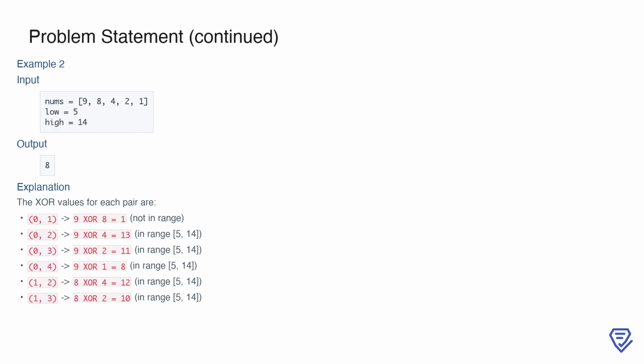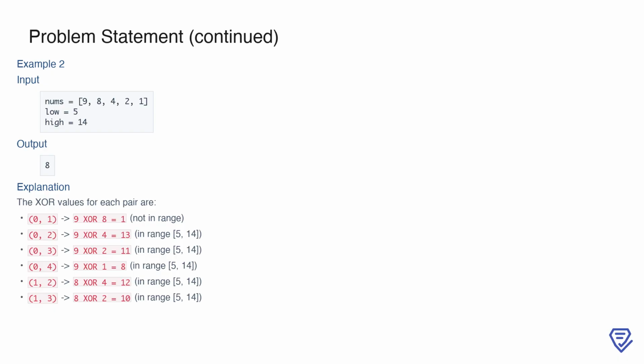Here, we again calculate the XOR values for all valid pairs. For instance, (0, 1) results in 9 XOR 8 = 1, which is not within the range [5, 14], so it is not a good pair. However, (0, 2) gives 9 XOR 4 = 13, which is within the range, making it a good pair. Similarly, (0, 3) results in 9 XOR 2 = 11, and (0, 4) gives 9 XOR 1 = 8, both of which are good pairs. We continue this process for all other index combinations, such as (1, 2) and (1, 3), both of which also result in XOR values within the range.